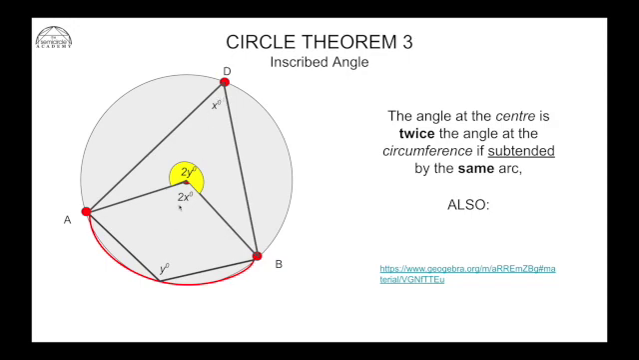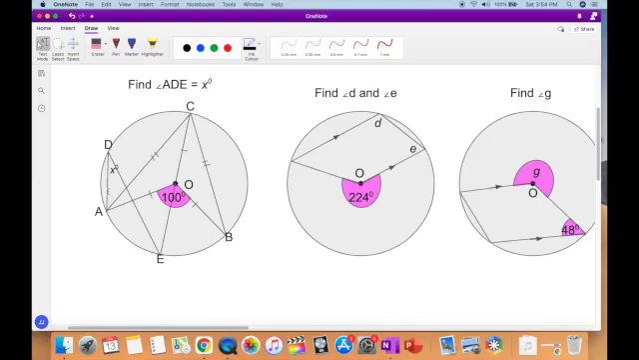If you're looking at this angle here, it will be twice. This 2x is twice x here, but then this reflex angle 2y will also be twice this angle on this side here, y.